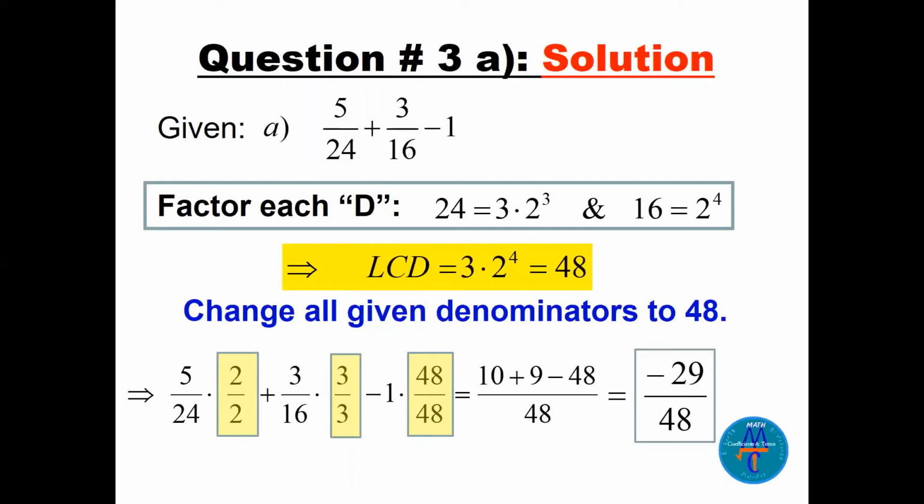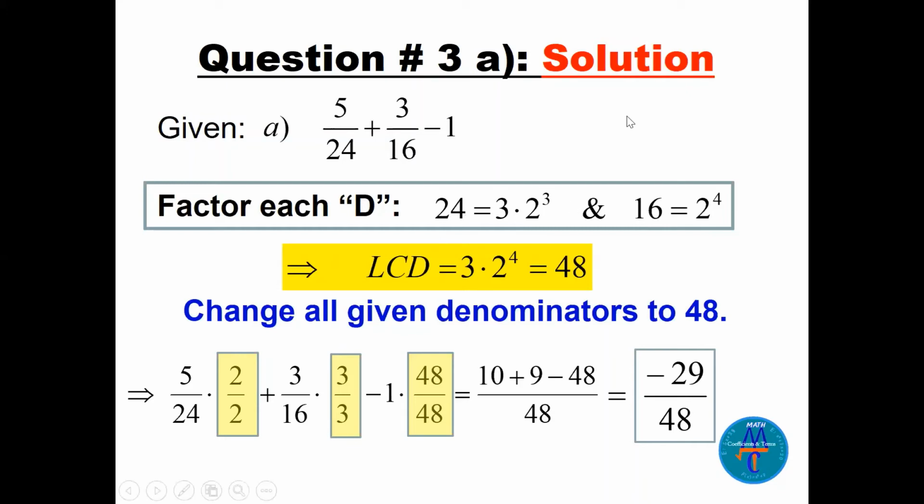Now 16, what is 16? Prime numbers, 2 to the power 4, finished. We take the base 2. Now the LCD, I take 3, so there is 1 three only. 2 cubed, 2 power 4. What is the highest power? 2 power 4, that's it. 2 power 4 times 3 is 48. So 48 is the LCD.